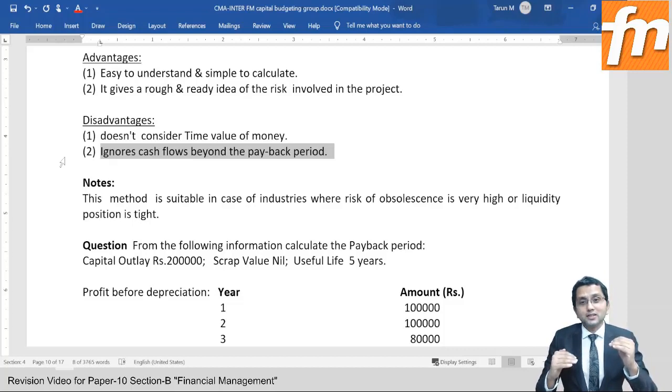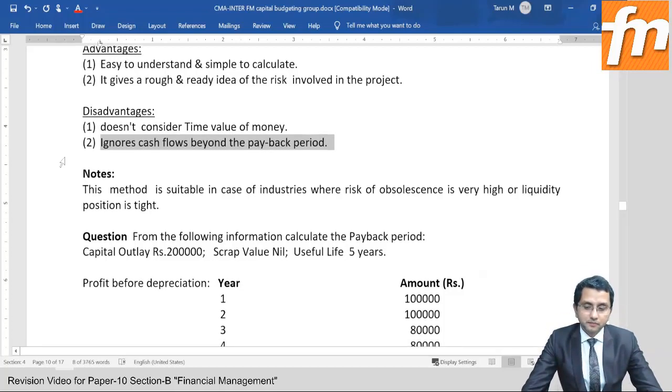But you have taken the decision on the basis of payback period. Hence, you have selected a project which does not give any cash flow after the payback period and rejected a project which gives a huge amount of cash flow after the payback period. Now, that's another weakness of the payback period method.